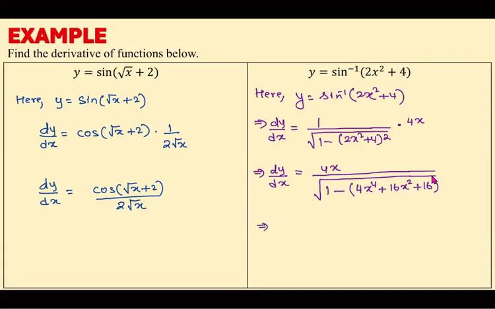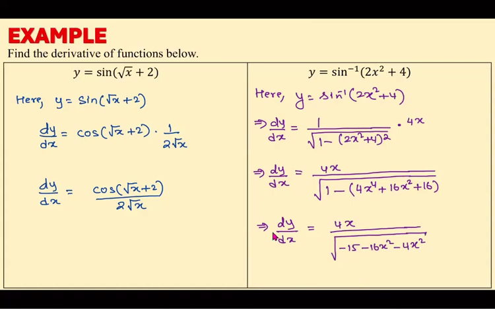Now if you simplify, let's see what you get. dy over dx is equal to 4x over the square root of, look here, we have a 1 and we are subtracting a 16. So 1 minus 16 is negative 15. Then when you distribute this negative, minus 16x squared, and also minus 4x to the 4. So that is the derivative of that given function.